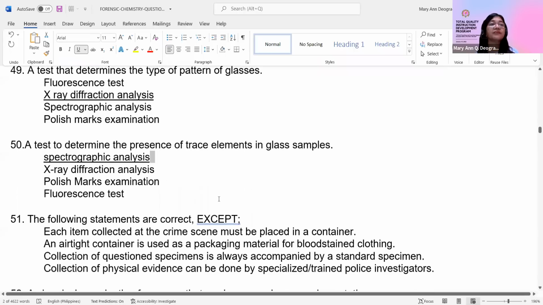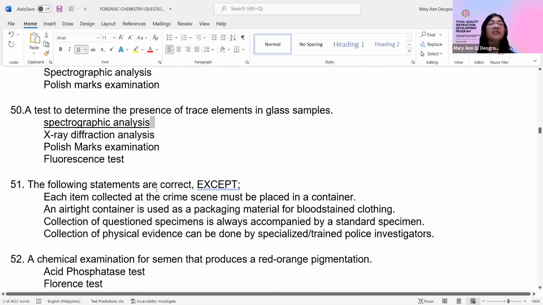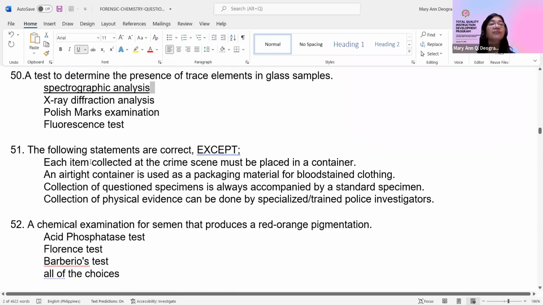Number 51. The following statements are correct except: Letter A, each item collected at the crime scene must be placed in a container. Letter B, an airtight container is used as a packaging material for blood-stained clothing. Letter C, collection of question specimens is always accompanied by a standard specimen. Letter D, collection of physical evidence can be done by a specialized or trained police investigator like the SOCO team.